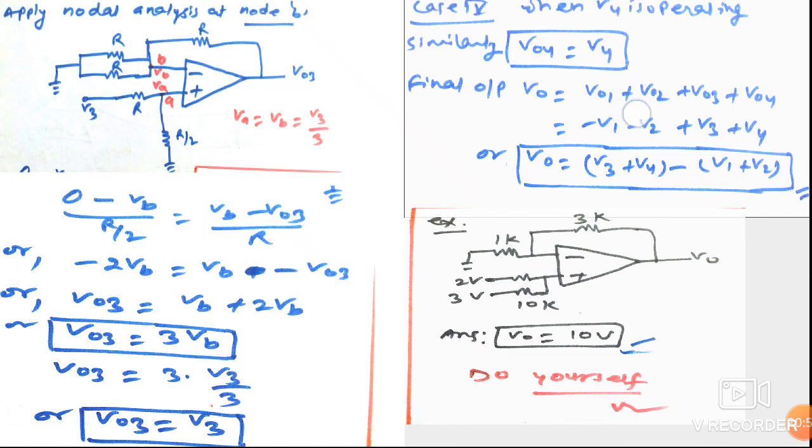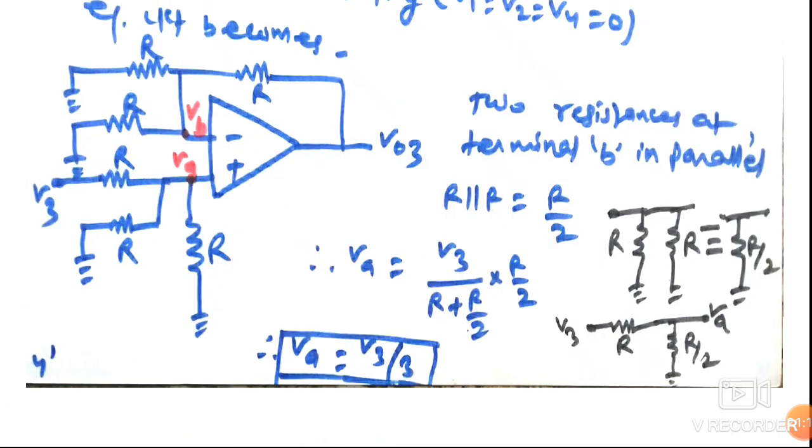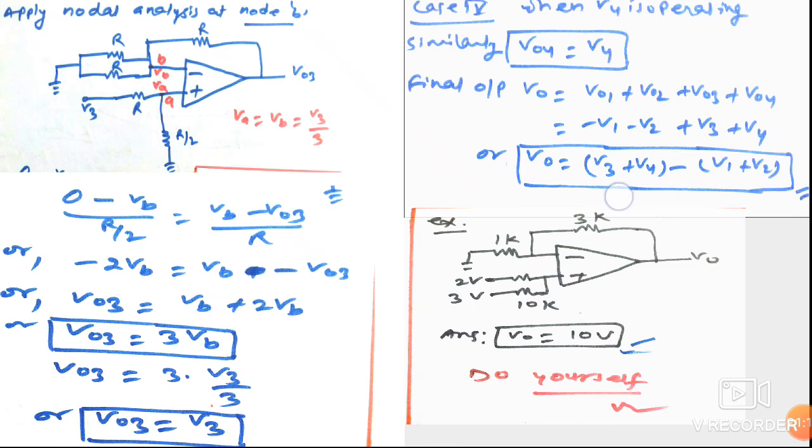So the final output V0 is equal to V01 plus V02 plus V03 plus V04. We can write it as minus V1 minus V2 plus V3 plus V4. So V0 is equal to (V3 plus V4) minus (V1 plus V2). That is, V3 plus V4 are the voltage sources applied at the non-inverting terminal, minus V1 plus V2, the voltage sources applied at the inverting terminal. So this was the adder subtractor circuit.